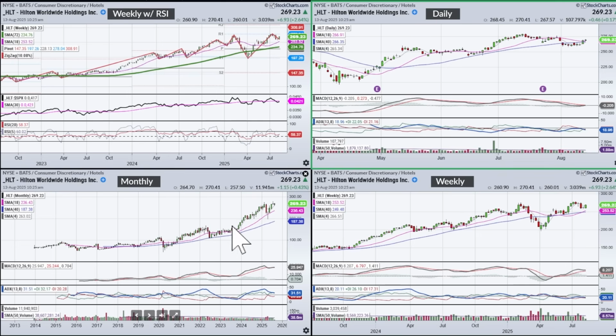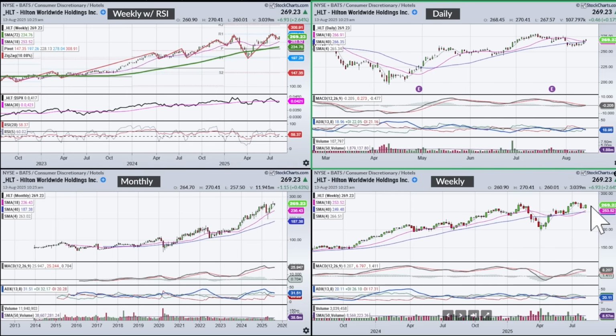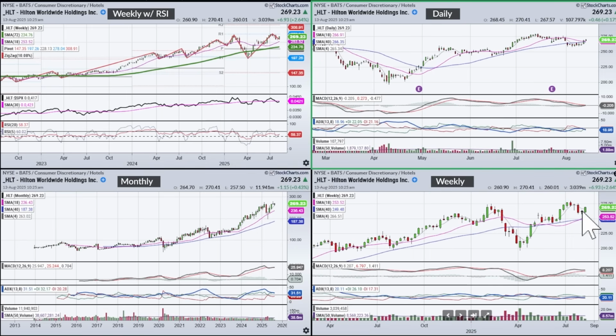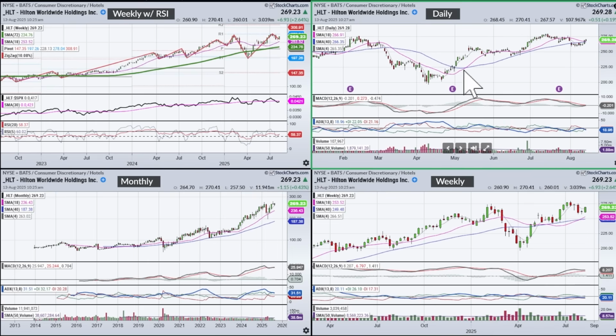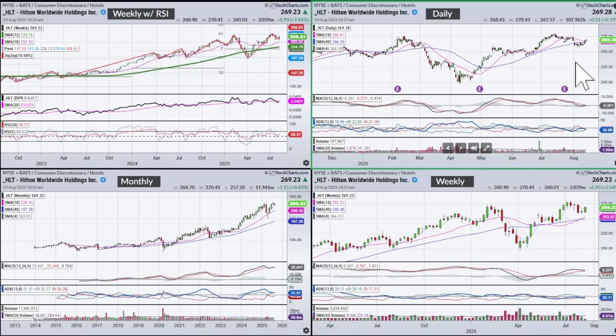This was really nice here where it formed and broke out in late 2023. And now we formed this big higher low. I just think the way that it's playing, I would probably be more interested in playing this off the weekly and using the daily as my trigger and my timing, right? So that's probably the way I'd be looking at this, but really attractive pattern.